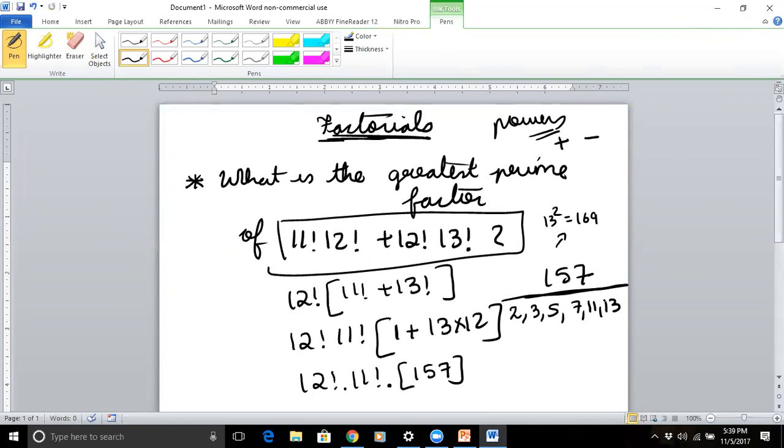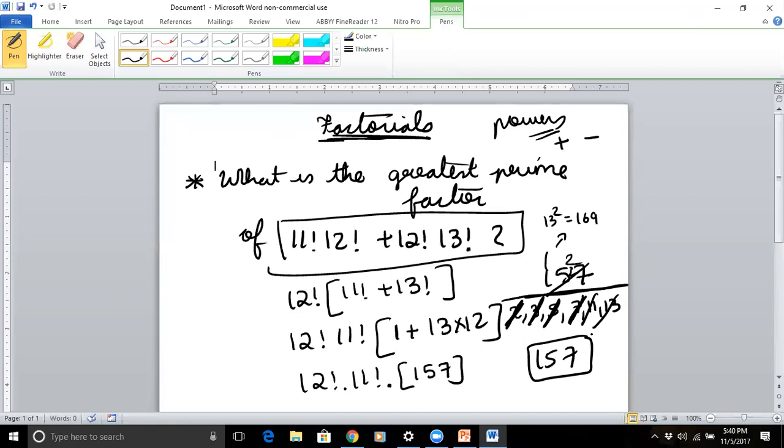But if 157 is divisible by any one of these values, 2, 3, 5, 7, 11, and 13, it will not be prime. So 157 is definitely not divisible by 2, not divisible by 3, not divisible by 5, clearly not divisible by 11 and 7. 13 ones are 13, 13 twos are 26, so it's clearly not divisible by 13. So 157 for a fact is definitely a prime number, right?